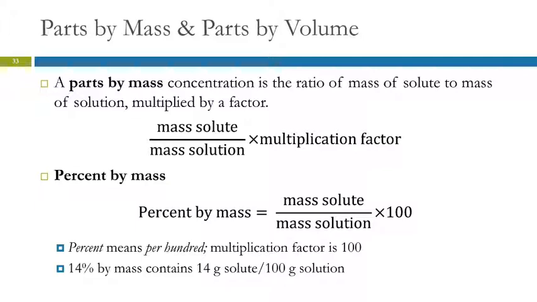Parts by mass, parts by volume. So this is just more details than were in that table earlier. Mass of solute divided by the mass of solution. The solution is the mass of the solvent and the mass of the solute.